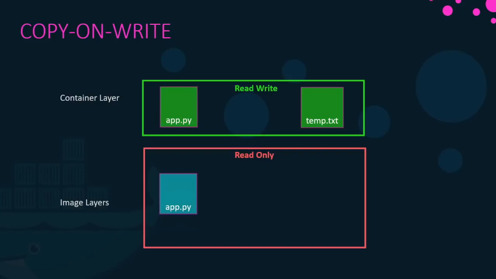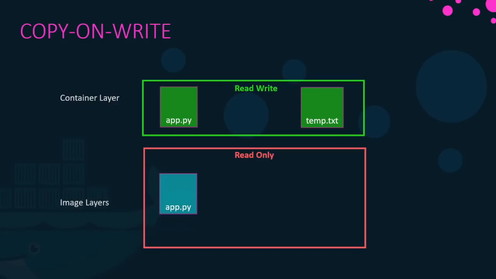The image layer being read-only just means that the files in these layers will not be modified in the image itself. So the image will remain the same all the time until you rebuild the image using the docker build command. What happens when we get rid of the container?